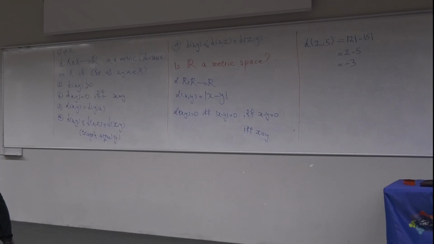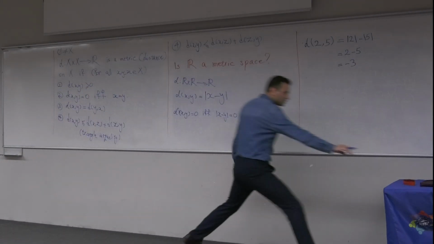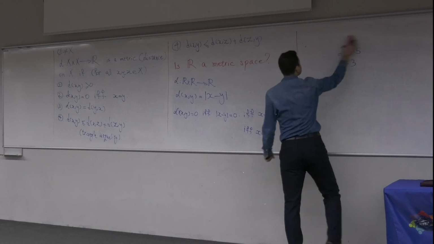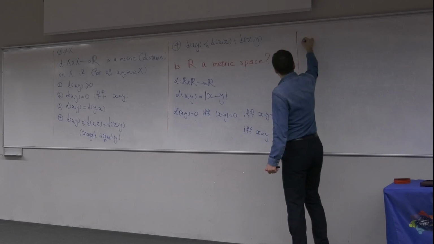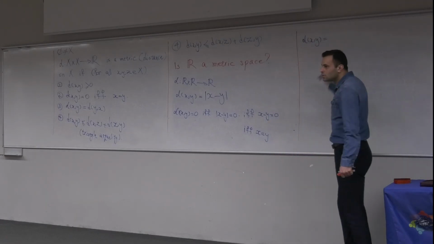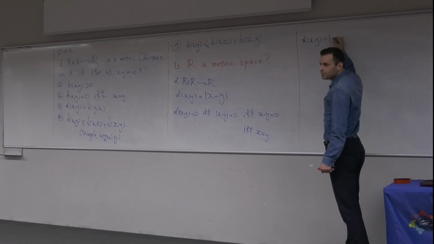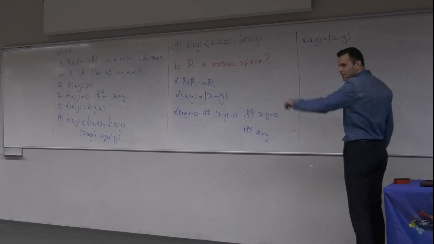How can we check it? We need to use just the definitions, right? Let me come right here. What is d of xy by definition? Absolute value of x minus y, right? This is our left-hand side.